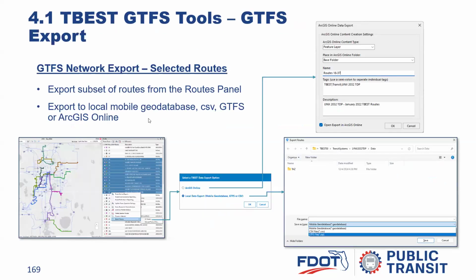The other option, as we said, is to select specific routes in using a particular scenario, and then go to export routes and select local export data, and where it says mobile geodatabase, GTFS, or CSV, that's the option you want. And then basically you can select GTFS here, right? So in the export options, it will default to mobile geodatabase, but you can select either CSV or GTFS. And you select GTFS, then you can export just the selected routes only.